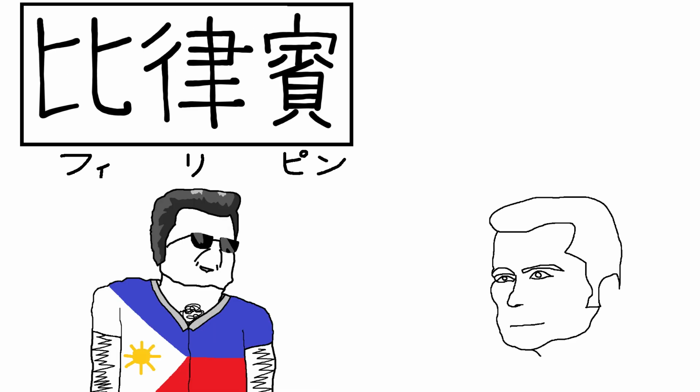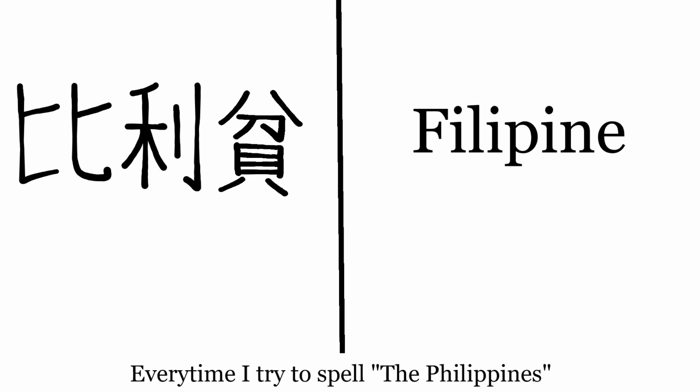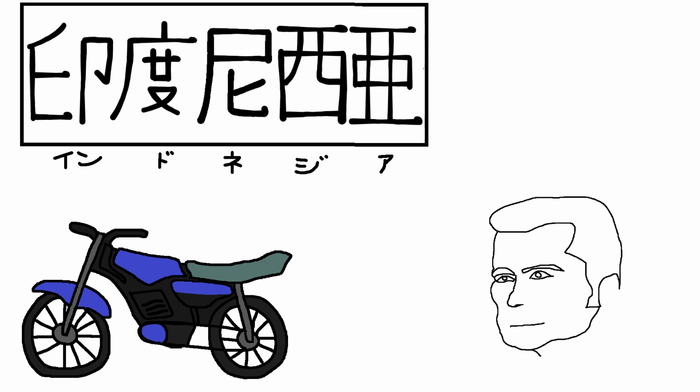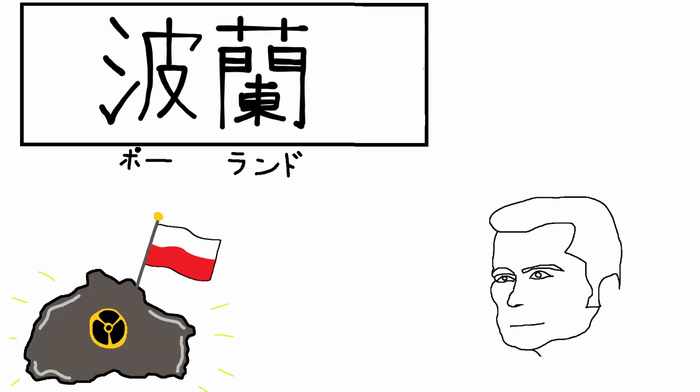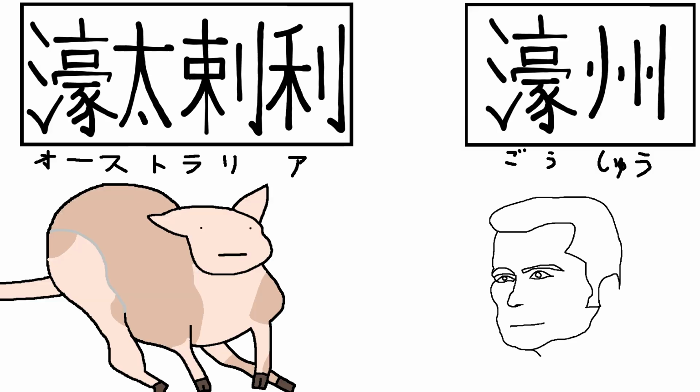The Philippines is written like this, Philippine. Now you have two ways of incorrectly writing the Philippines. Indonesia is written like this, Indonesia. You'll see these kanji again soon, try and guess for which country. Poland is written like this, Polando. Doesn't really make sense, but who am I to judge, I guess.